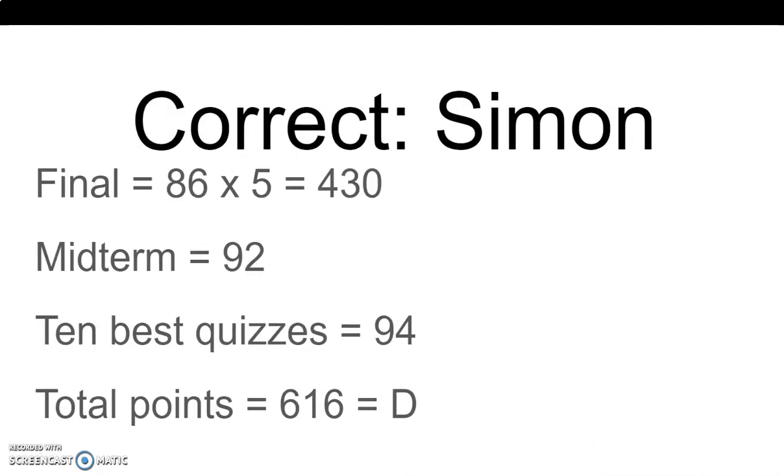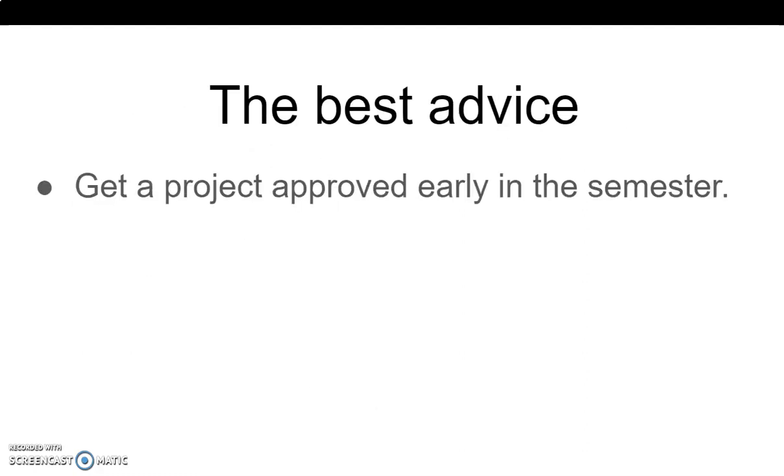So we can count the final for up to half of his grade. So let's take 86 times 5, and he gets 430 points. The midterm and 10 best quizzes, we'll just add to that total for 616. But that's only a D. Simon's problem is he just didn't do enough other writing assignments.